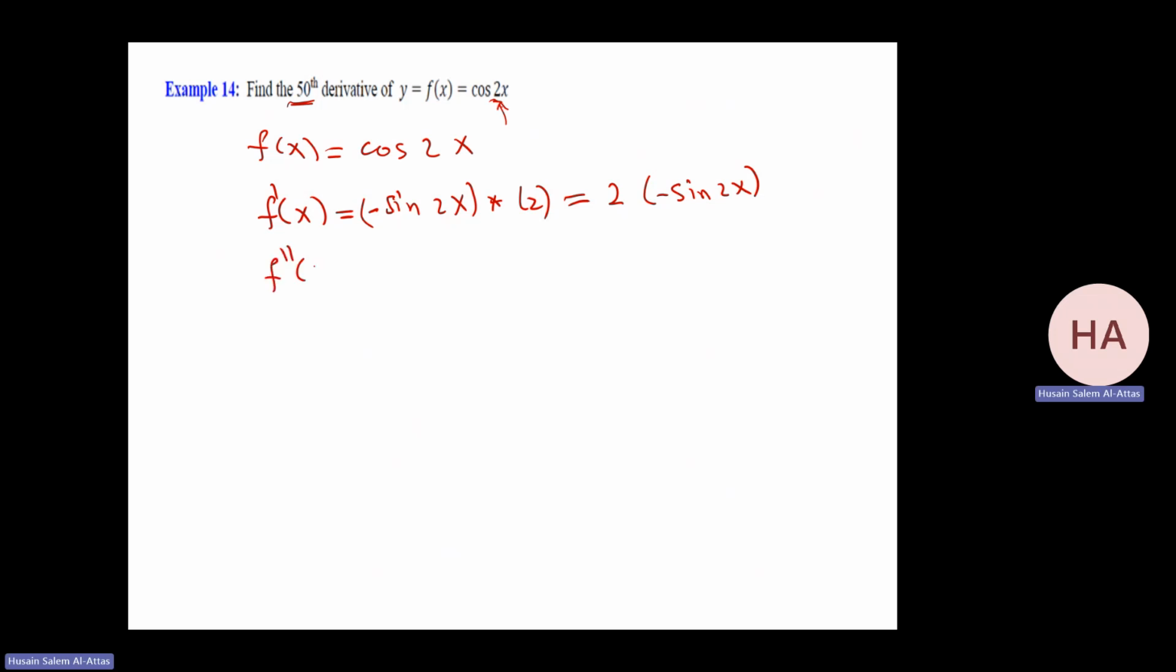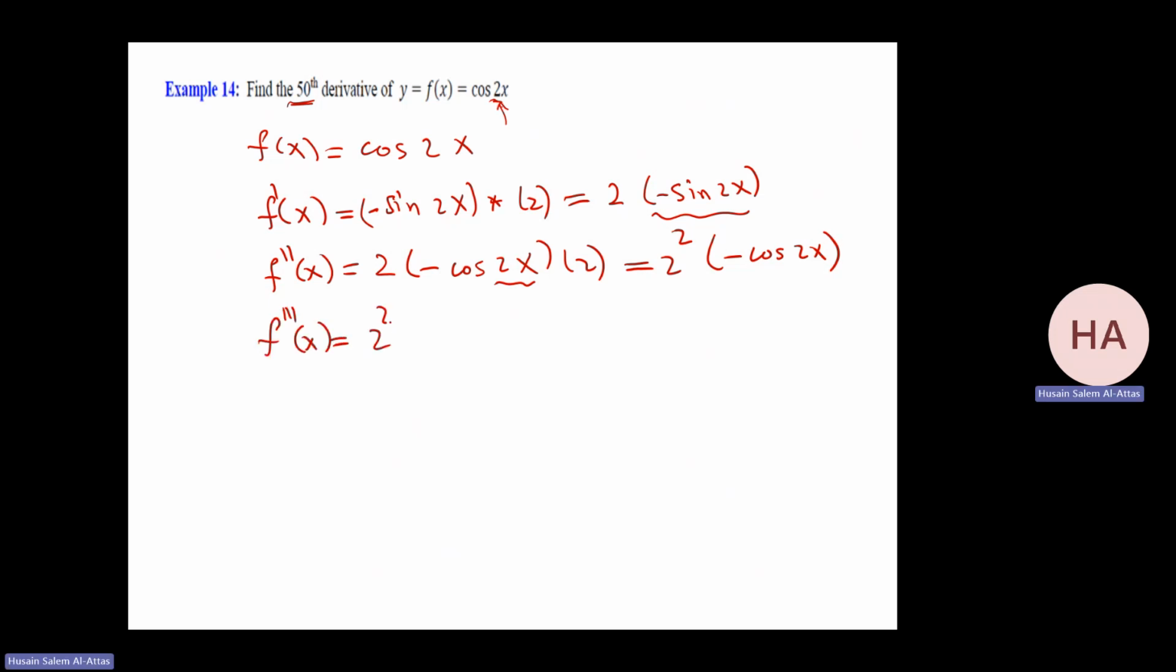Okay, the second derivative will be 2 times the derivative of this, which is minus cosine 2x, times the derivative of 2x, which is 2. So you have 2 squared times minus cosine 2x. I'm doing it this way, and I will tell you why. The third derivative will be 2 squared times the derivative of this, which is sine 2x times 2. So I'm getting 2 to the power 3 sine 2x.